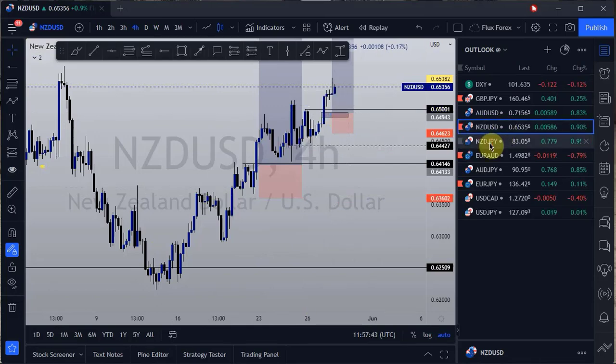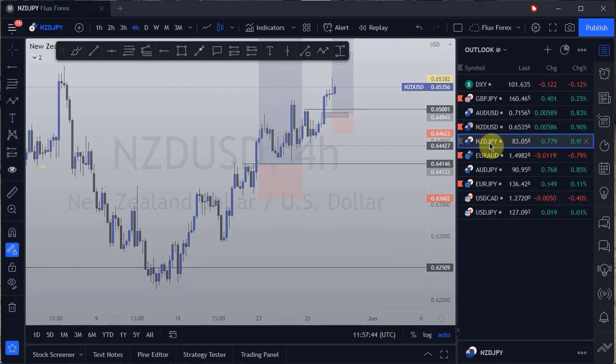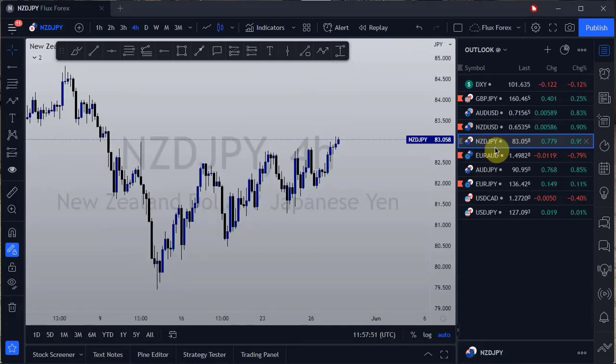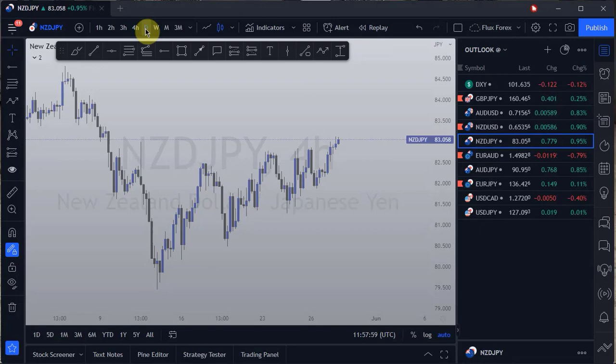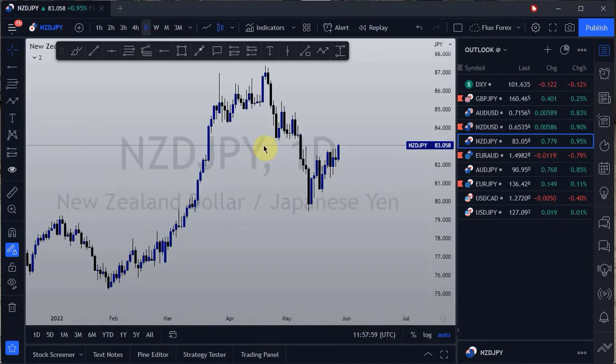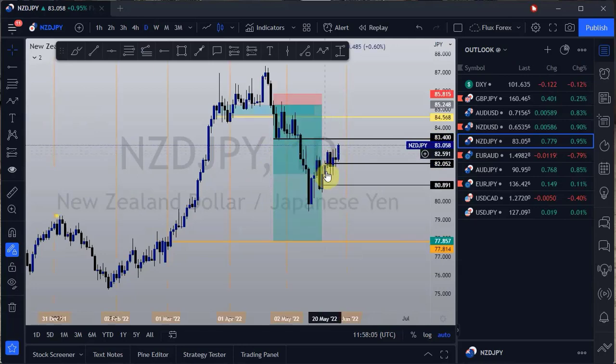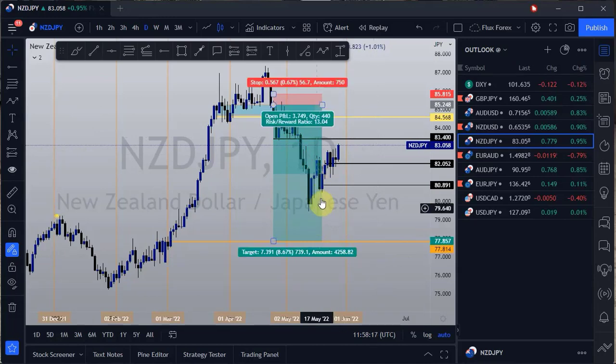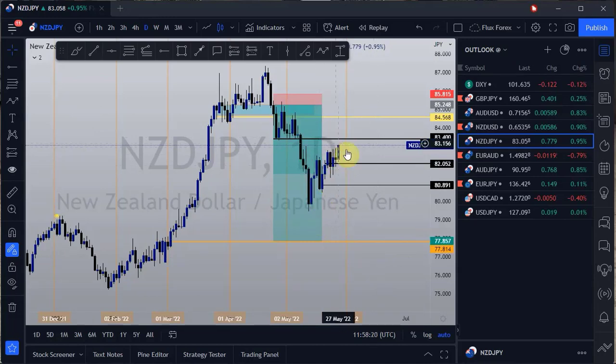Let's look at what is happening on NZDJPY. Last week I told you I was expecting to see price push up a little bit to a particular zone, and then we see a push to the downside. At the moment on the higher time frame, NZDJPY is still bearish. Whatever bullish movement you are seeing is just a retracement.